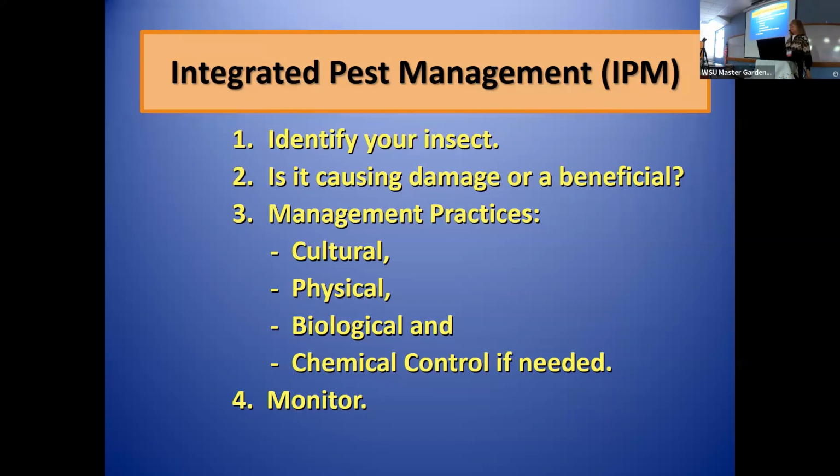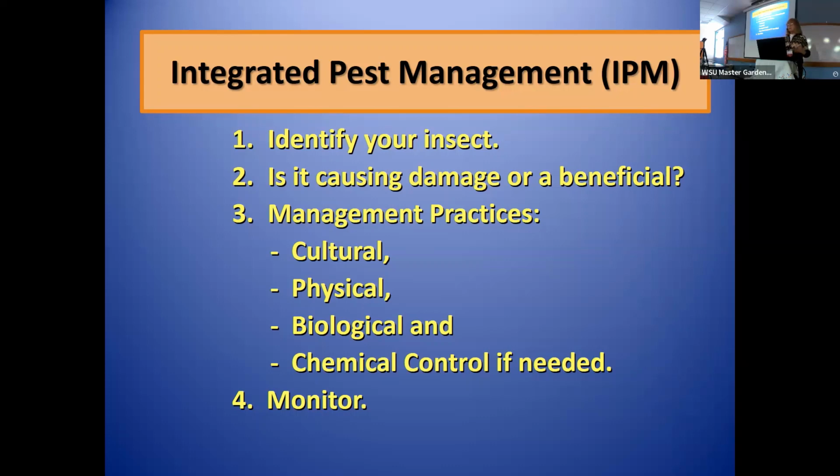So identifying your insect: is it a pest or is it a beneficial? And then there are these management practices, which include these different techniques that you can do to reduce pests in your backyard orchard. So they fall into these different categories: cultural, physical, biological, and then chemical control if necessary. And then the last step is monitoring.